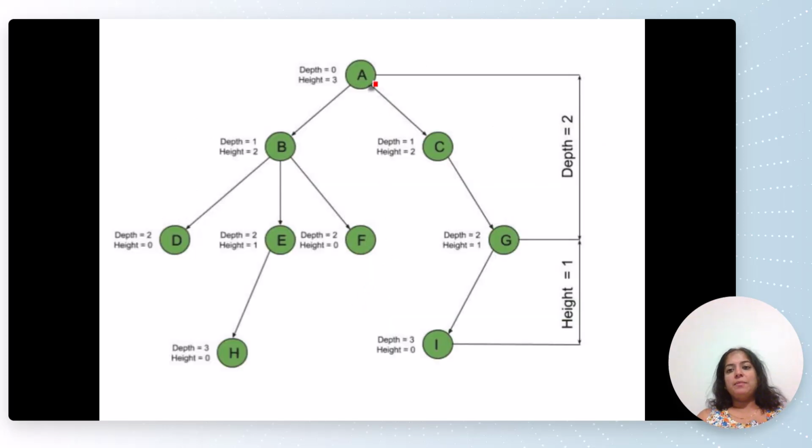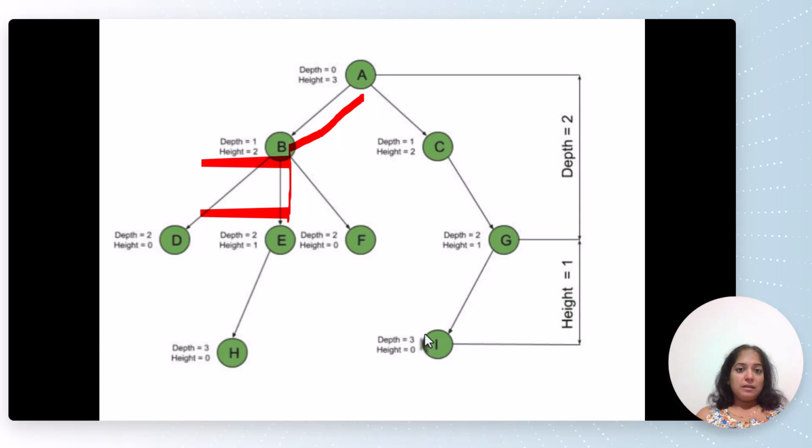Look, for example here, the node A, its depth is 0, but height is 3. Why height is 3? The longest path from A to B to a leaf node. The longest path to a leaf node. So A to B, B to E, E to H. Longest path. Or if you go from A to C, C to G, G to I. These are the two longest paths. So the number of edges is 3. So the height of node A is 3.